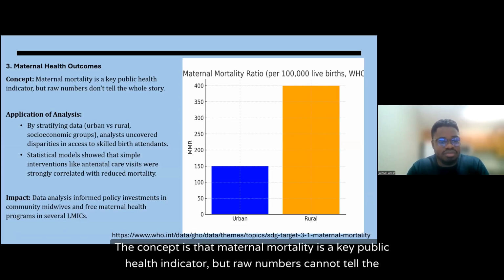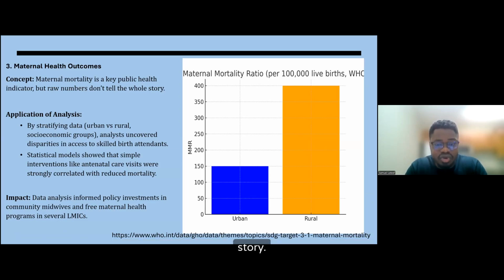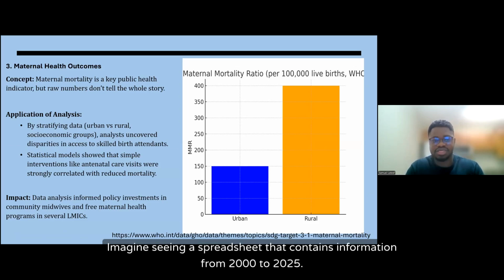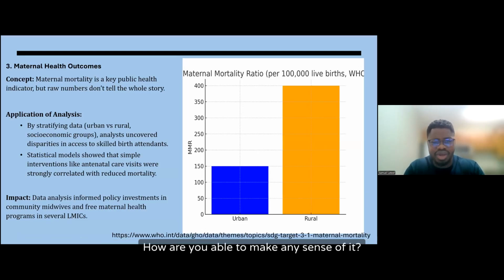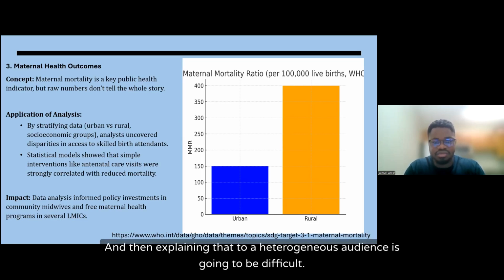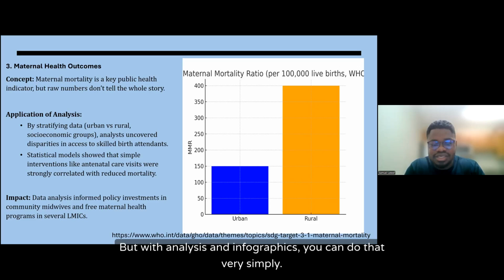The concept is that maternal mortality is a key public health indicator, but raw numbers cannot tell the story. In short, it's going to be very difficult to understand raw numbers. Imagine seeing a spreadsheet that contains information from 2000 to 2025. How are you able to make any sense of it? It's going to be difficult, it's going to be time consuming, and explaining that to a heterogeneous audience is going to be difficult. But with analysis and infographics, you can do that very simply.